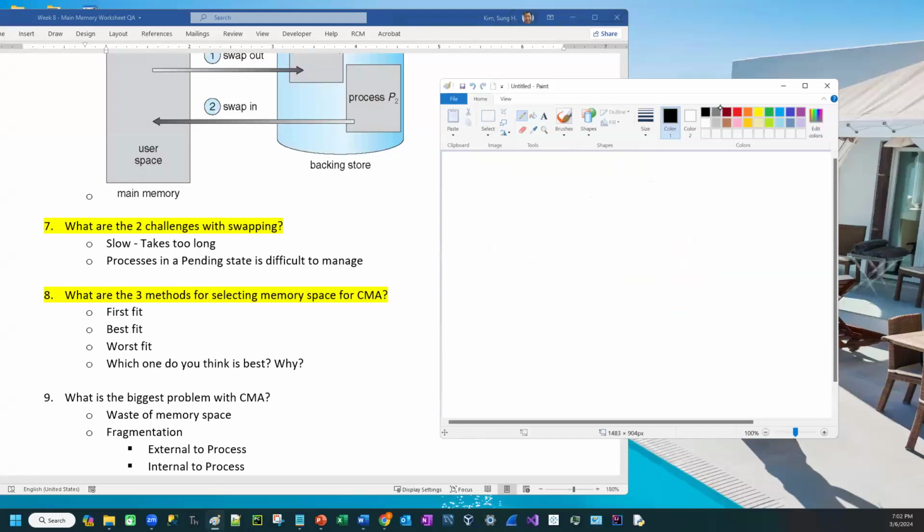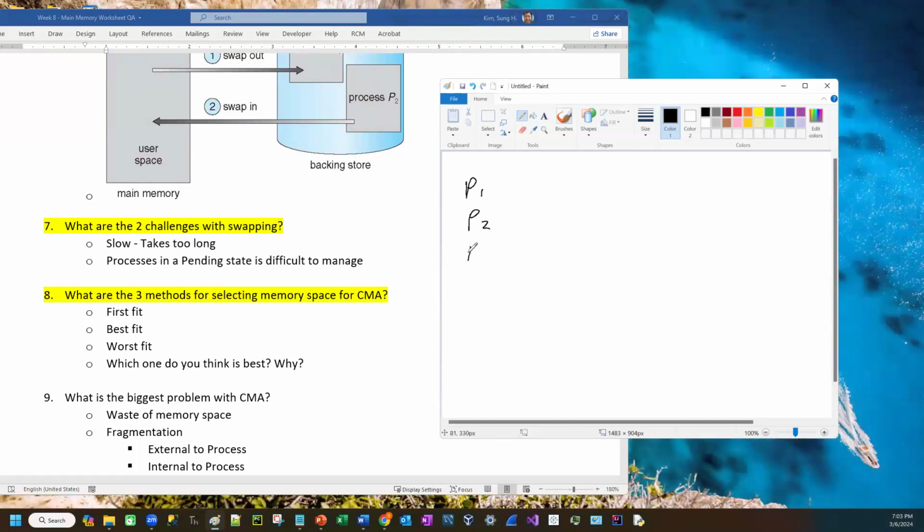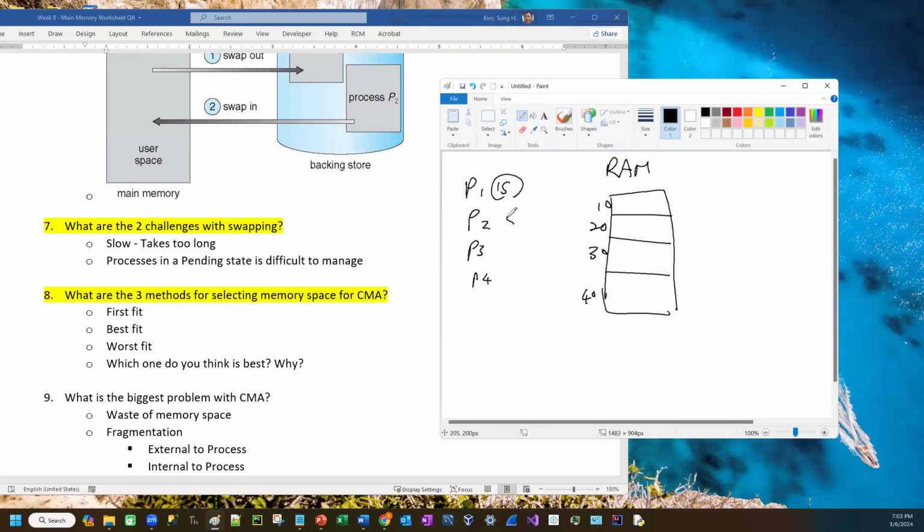So if we do the worst fit, then here's P1, P2, P3, P4, and here's the RAM, right? And then here's the space. Let's say I have a 10 here, maybe 20 here, maybe 30 here, and let's say 40 here available, okay? And this needs maybe 15, maybe this needs only 5, maybe this is a 10, and maybe this needs a 20.